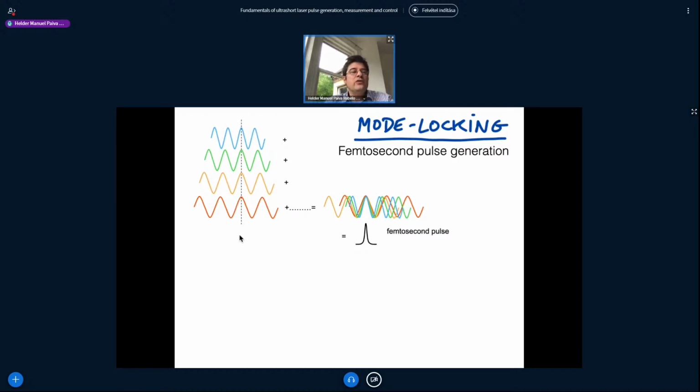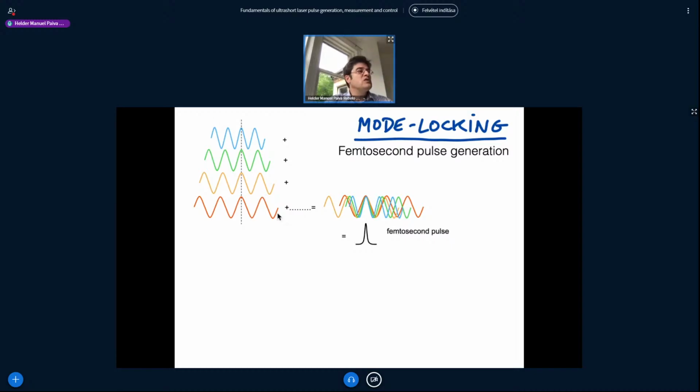By using nonlinear optics, it's possible to make sure that these colors are not oscillating randomly, but they are phase locked. So there is a given instant in time where they all have the same phase. You see here, this is a peak. The green is also a peak. Same for the yellow and same for the red.